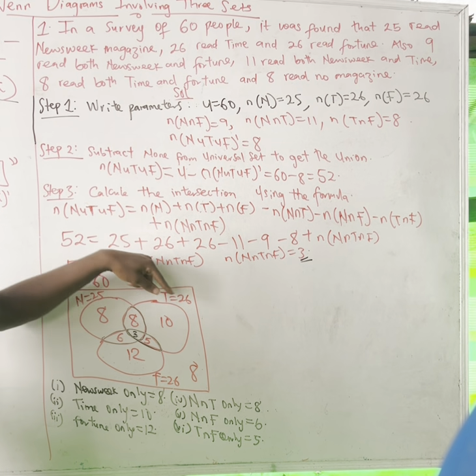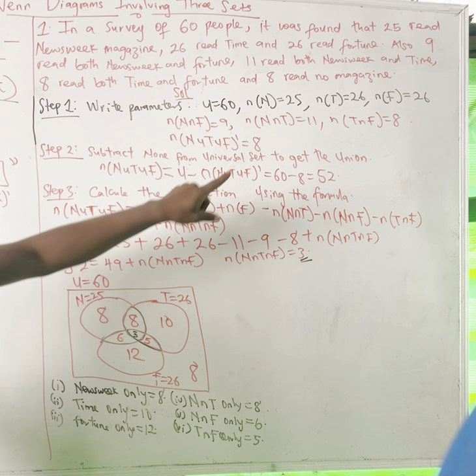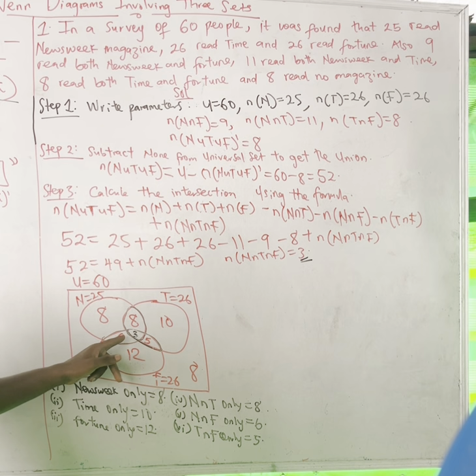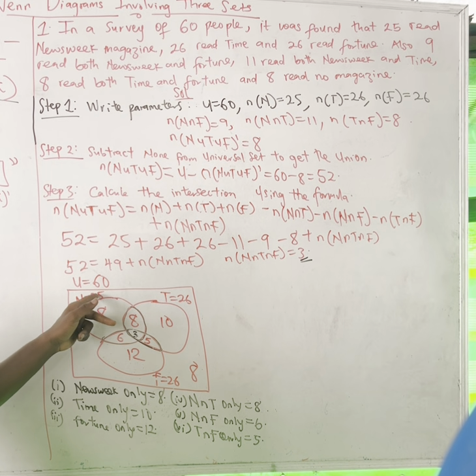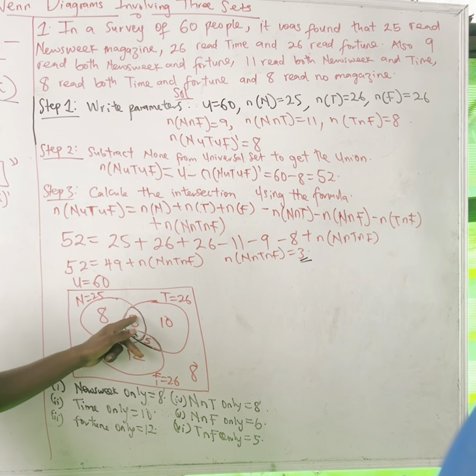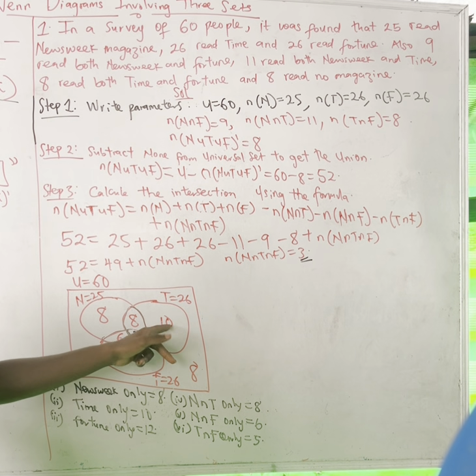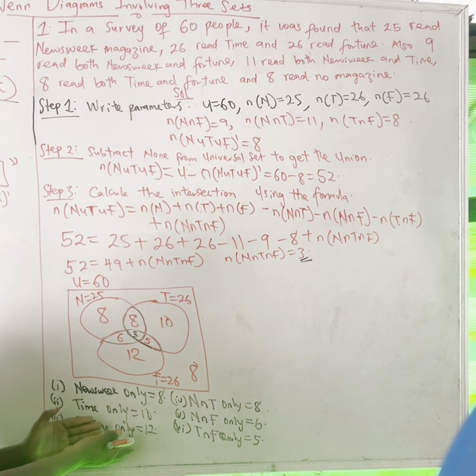And also, our T intersection F is 8. So this center plus anything here will give us 8. So that goes to 5. The addition of this and this plus this gives us 25. So that's why this one is 8. This plus this gives us 26. That's why this is also 10. And also, you are going to do the interpretation like this.